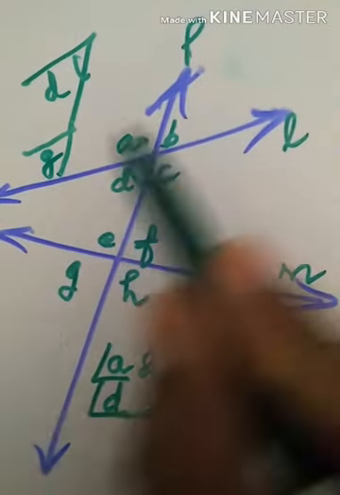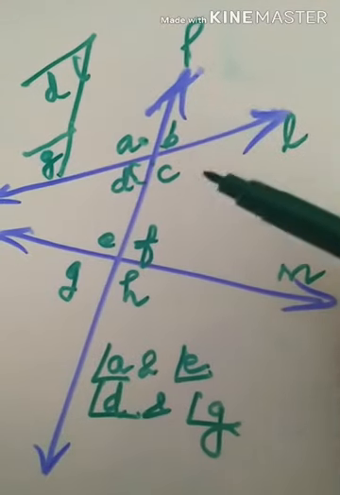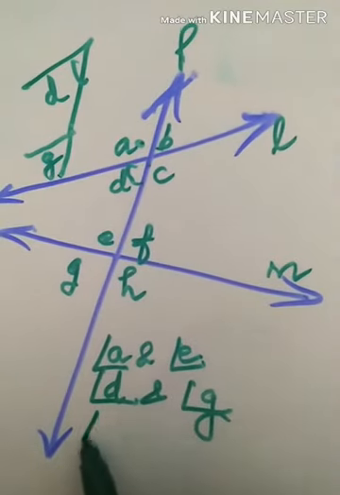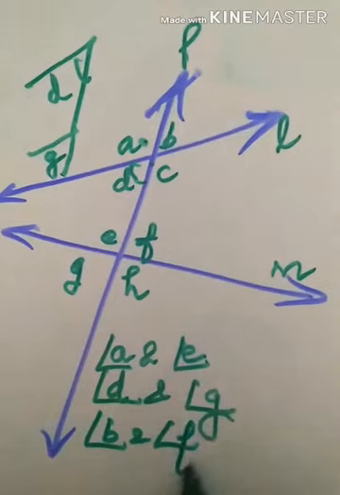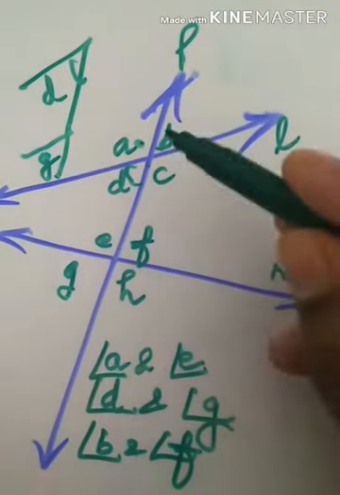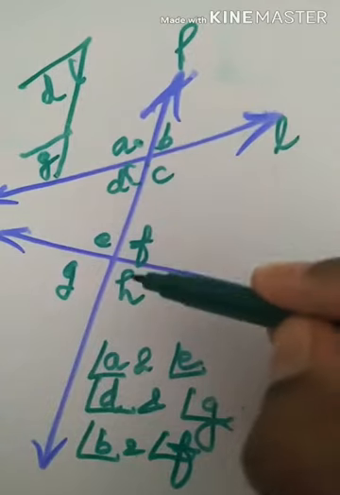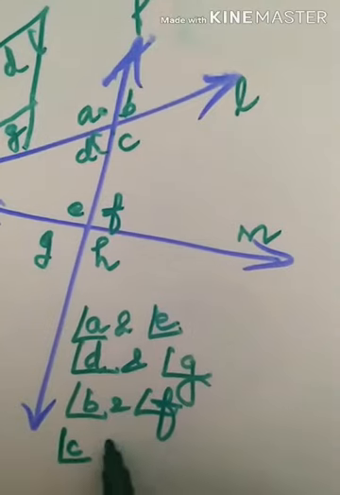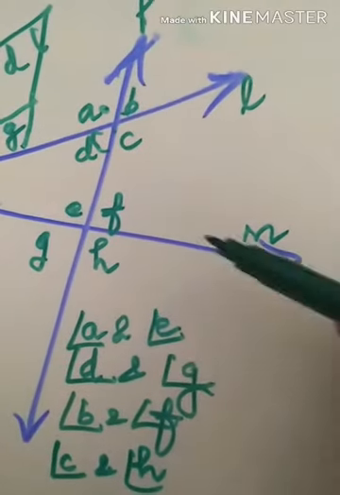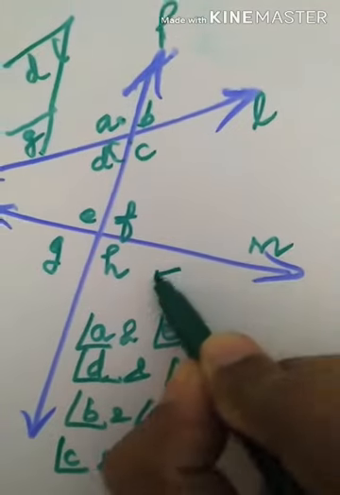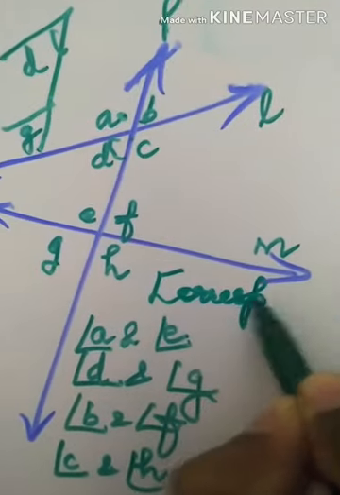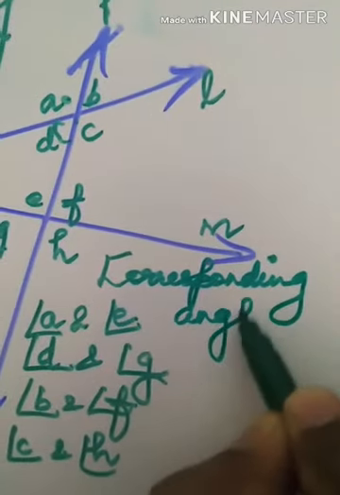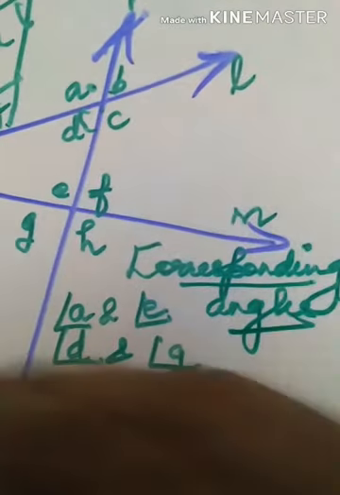Now left side angles we have taken. Let us talk about the right side. Angle B and angle F. Both are corresponding angles. Angle C and angle H. So these are the four pairs of corresponding angles. You have to make a note of these angles in your book with the figure.